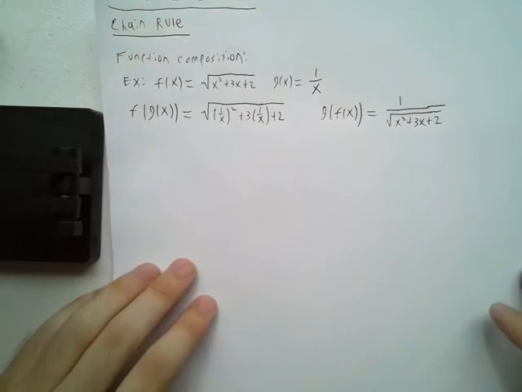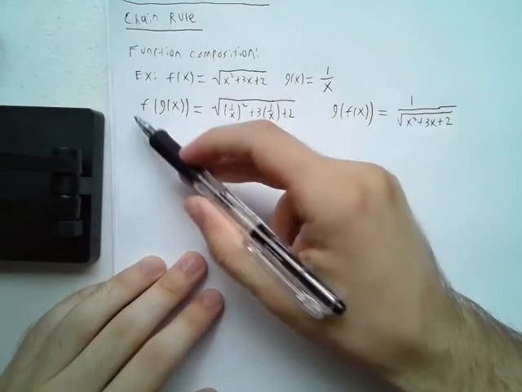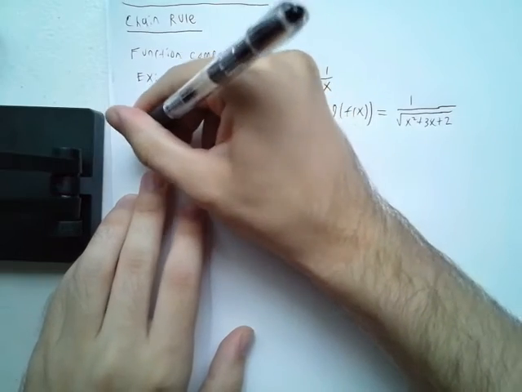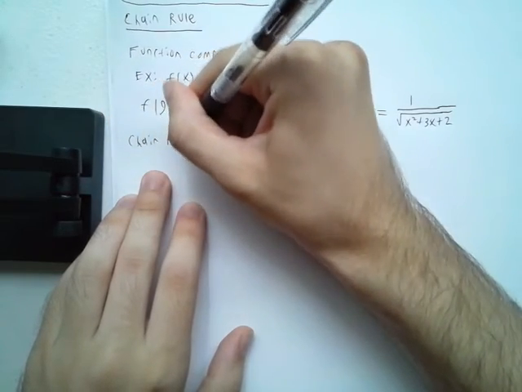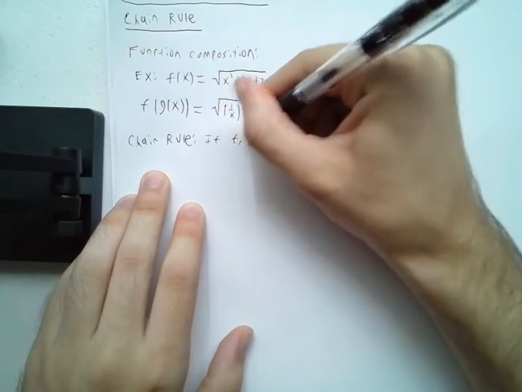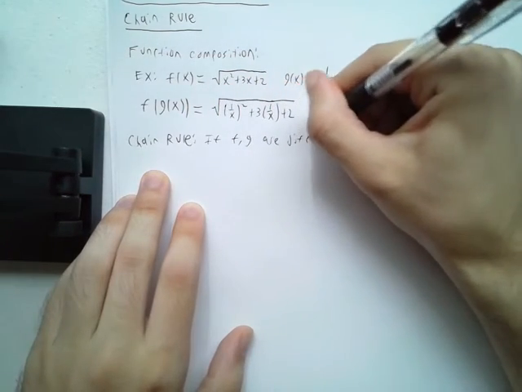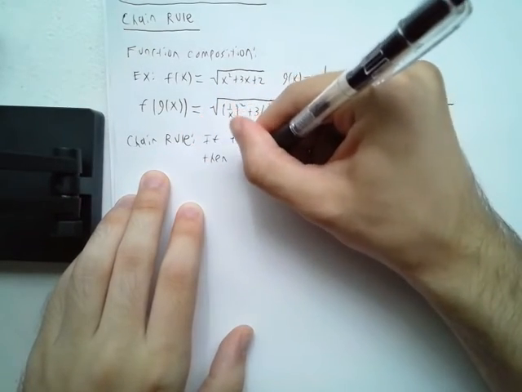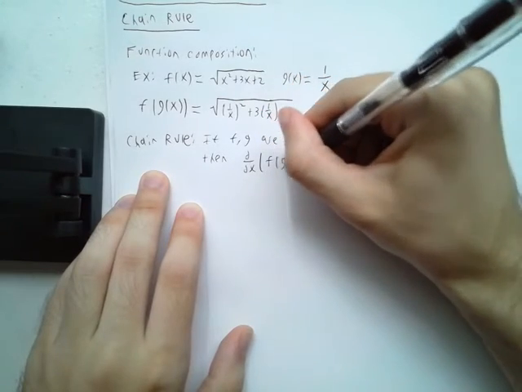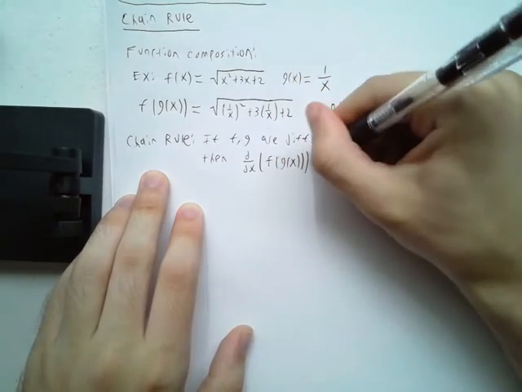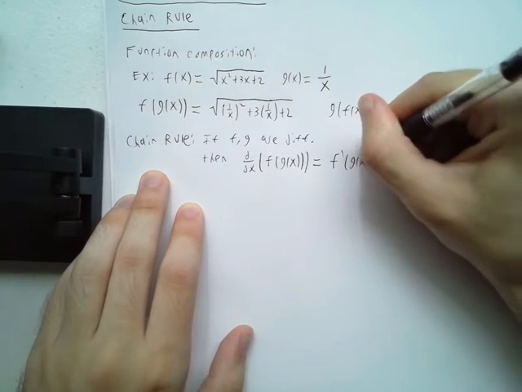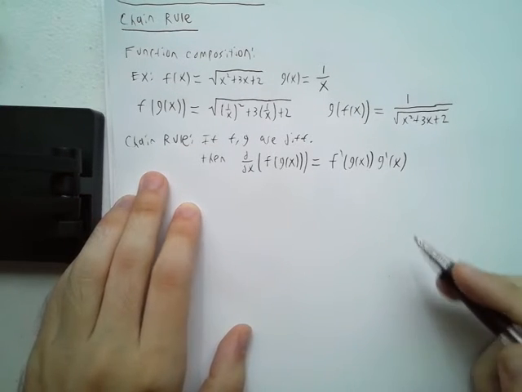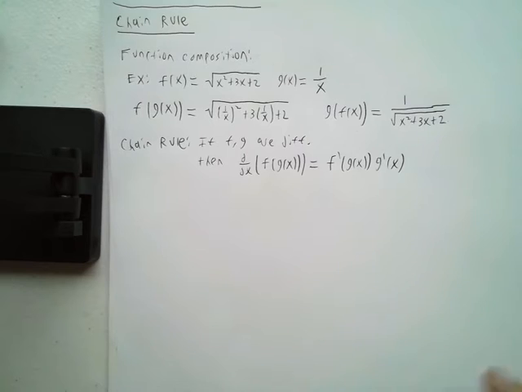So then the chain rule tells us how to take derivatives of functions that look like this. So what does this rule tell us? It says that if f and g are differentiable functions, then the derivative of the composite function f of g of x is equal to f prime of g of x times g prime of x. So this is the chain rule. I'm not going to prove this. We can just take it for granted.